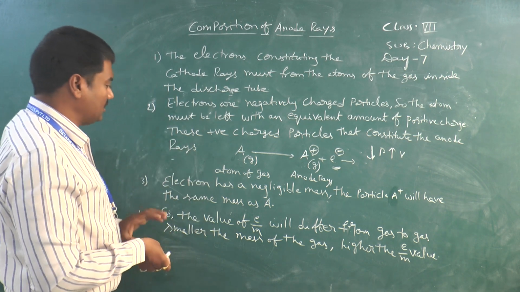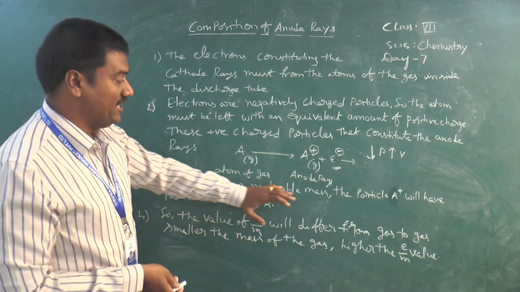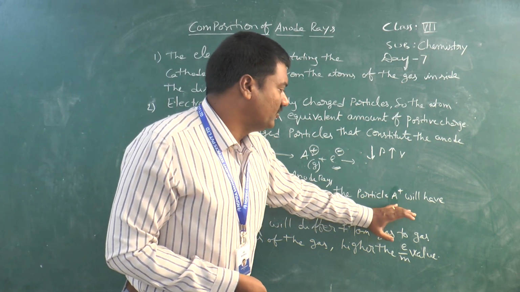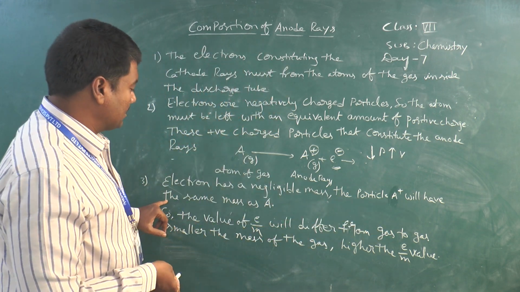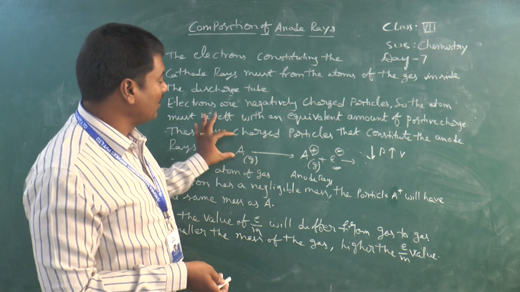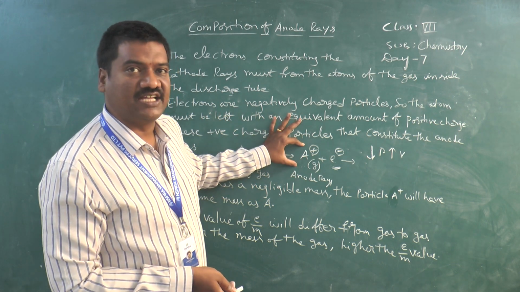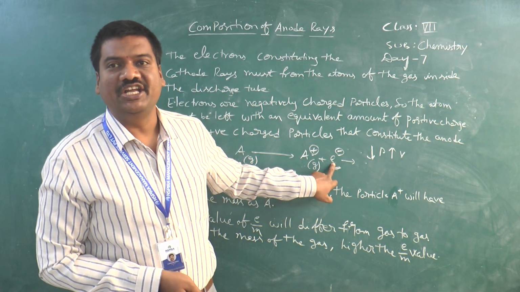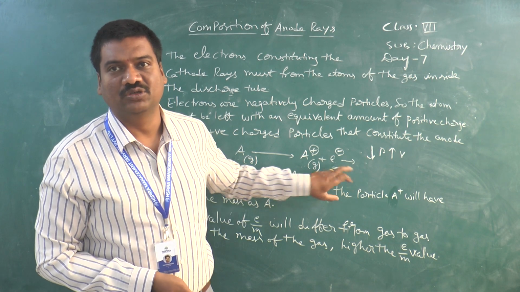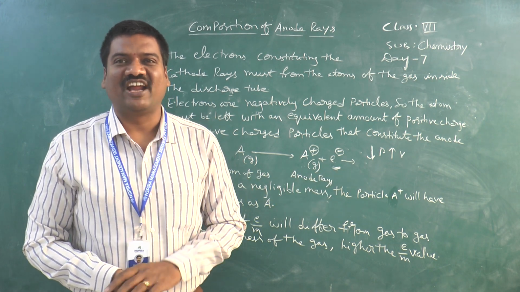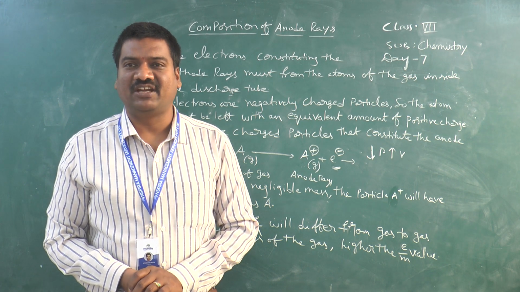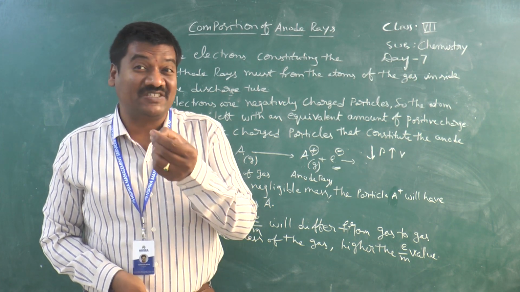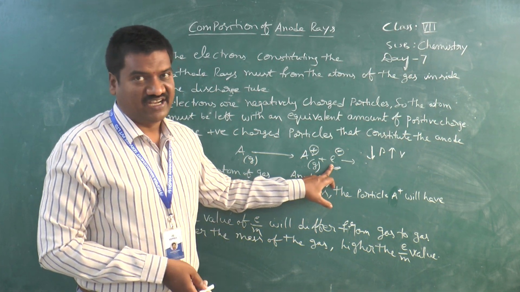Now the third point: electrons have negligible mass. Mass is very small for electrons, and the particles of A plus will have the same mass as A. Because of the negligible mass of electrons, the electron mass is 0.000548 AMU. In kilograms, it is 9.1 into 10 power minus 31 kilograms. In grams, it is 9.1 into 10 power minus 28 grams. That is very little mass, so the mass of the electron is negligible.